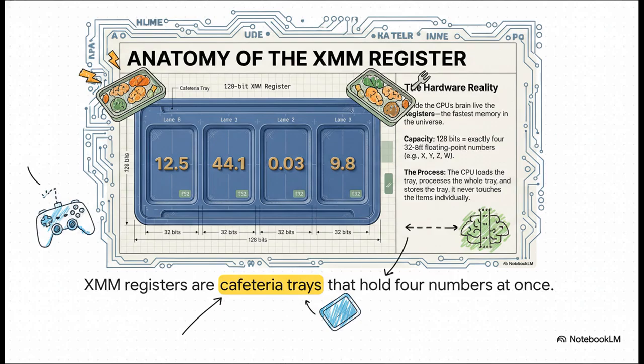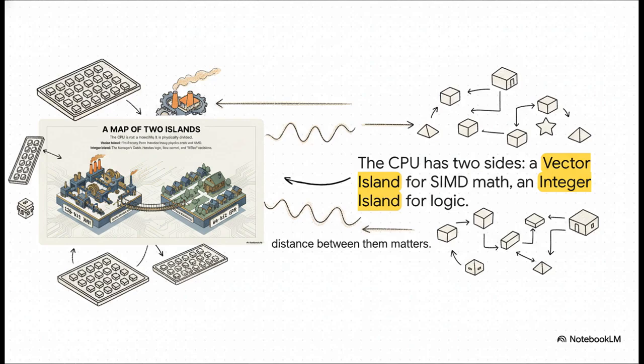Well, a 128-bit tray has exactly enough room for 4 of those. It's like it has 4 compartments, or lanes. So you can load 4 separate numbers onto this tray, and then a single command, like add PS, which literally just means add packed single precision floats, tells the CPU to do the math on all 4 lanes at the exact same time. Now, this is absolutely crucial to understand.